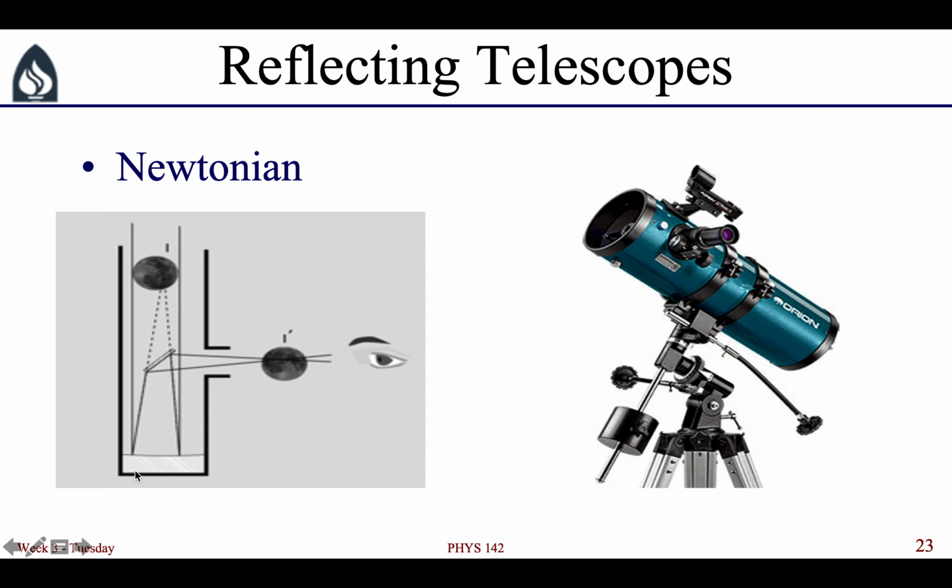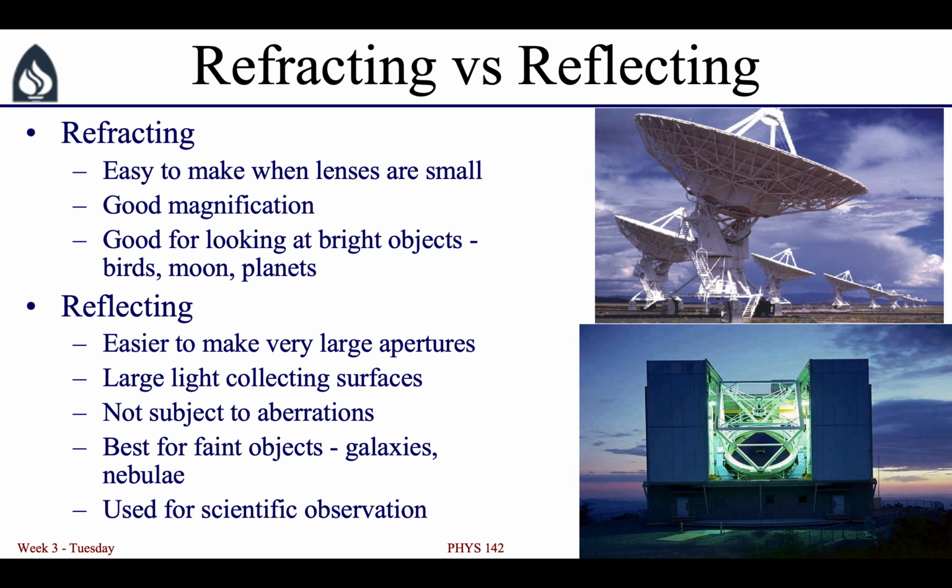So some telescopes are refracting telescopes that use lenses, some are reflecting telescopes that use mirrors. The refracting telescopes are very easy to make when the lenses are very small. They have really, really good magnification. So they're good at looking at bright objects that you just want to magnify. Things like birds, so using it for nature observing is a good use of a refracting telescope. Or if you want to look at the moon and planets, they're fairly bright, and the magnification allows you to see the detail on the moon, look at the craters, and look at the planets and see Saturn's rings and things like that.